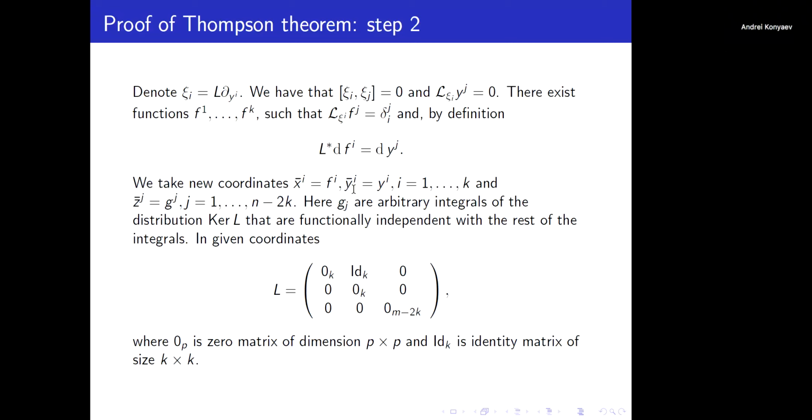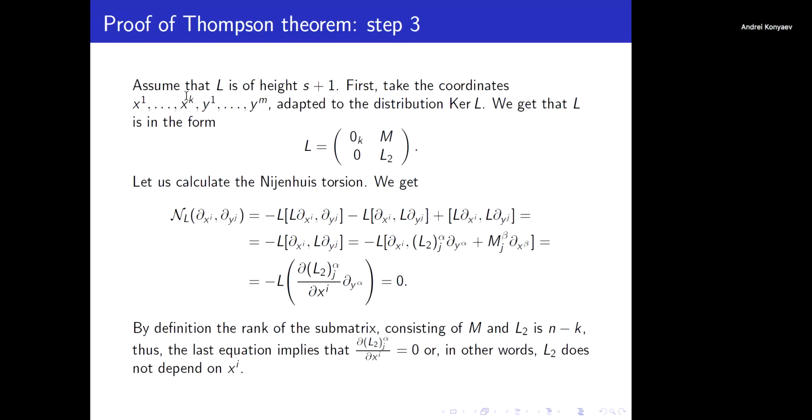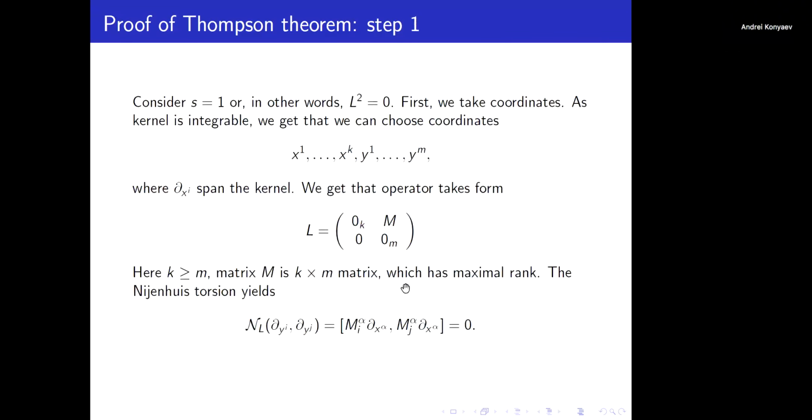x, new coordinates y, right? And we see that those x coordinates, they exact the f, those are the functions that are linearly independent, and those y coordinates are the integrals of this distribution, because we see if we take the differential of y and apply it to the vector field psi, then we get 0, because we have a formula where there is nothing here.